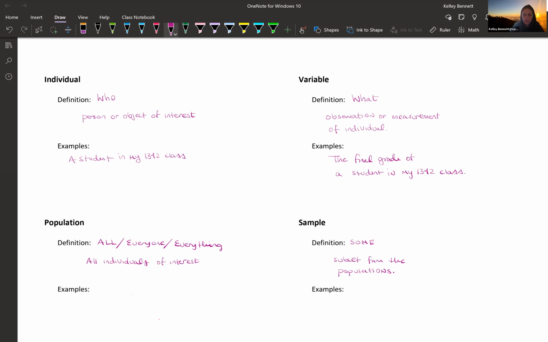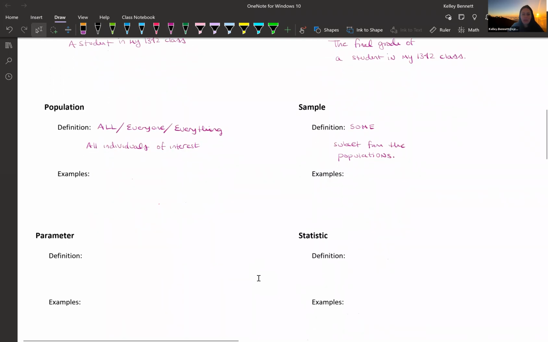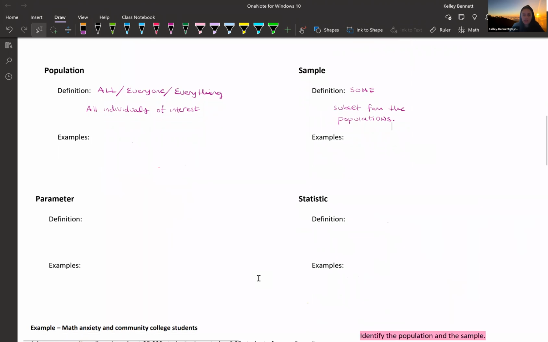sample. So an example, not having to do with final grades from my 1342 class, completely different example. So maybe you could say you want maybe all US residents over 18.